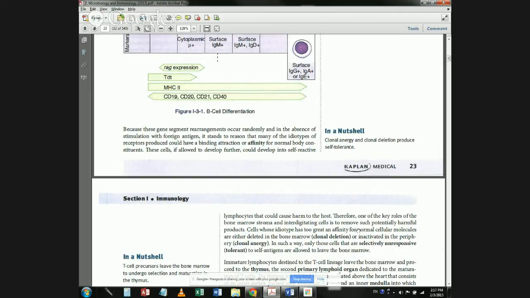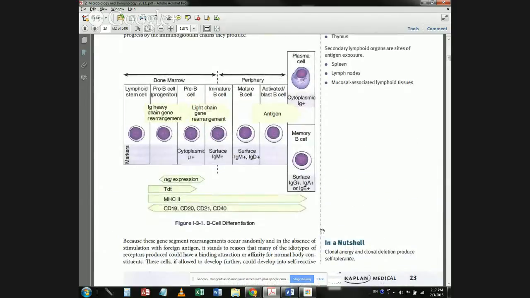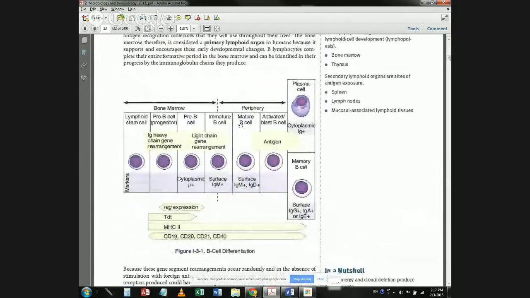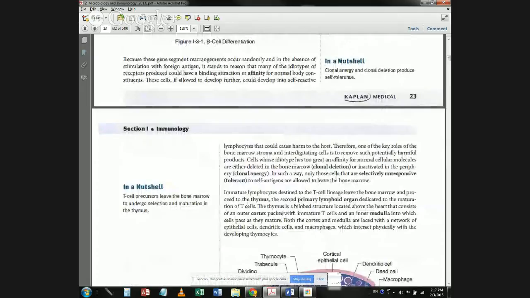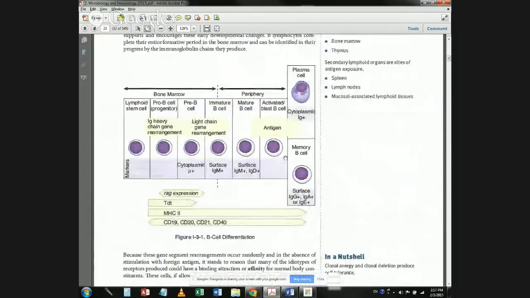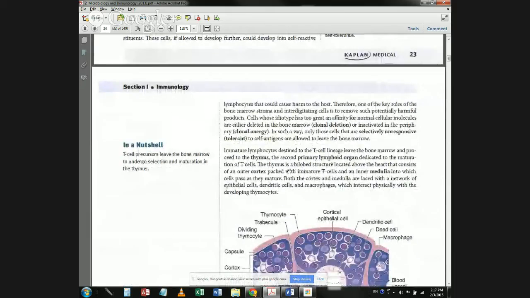Okay, now when they say periphery, do they mean periphery as in circulation, or do they mean periphery as something else? Let me find out. Okay. So in a, well, not yet.